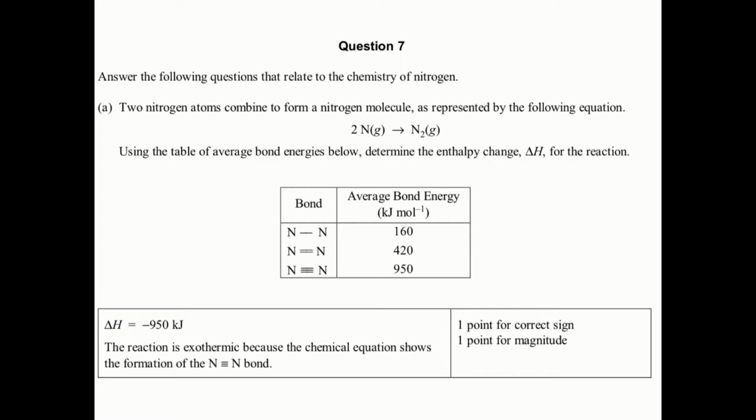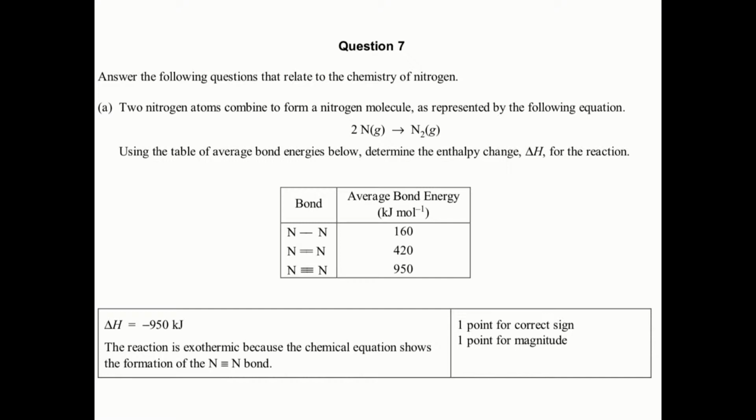So if you look at your reactants, you just have 2 nitrogen atoms. So you don't need to break anything because they're already separated. But then you do need to form N2. So if you draw the Lewis structure for N2, it's going to be a triple bond. So I need to form that triple bond. So it's just going to be the negative of the bond enthalpy, which is the energy required to break it. So it's going to be negative 950 kilojoules.